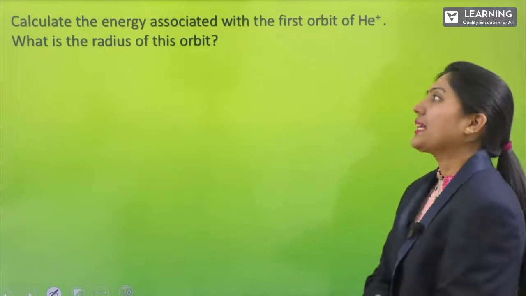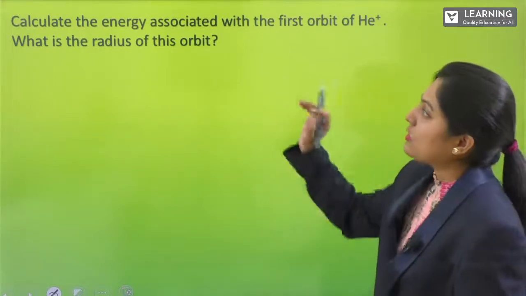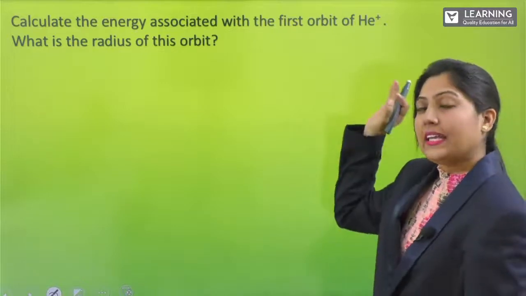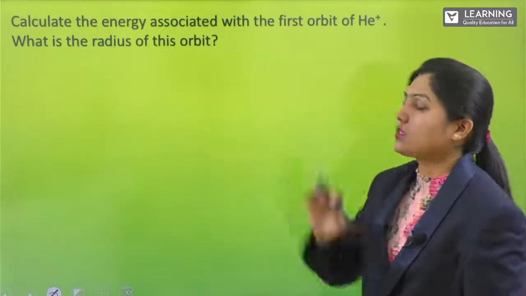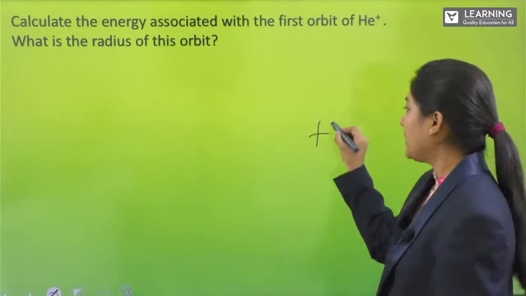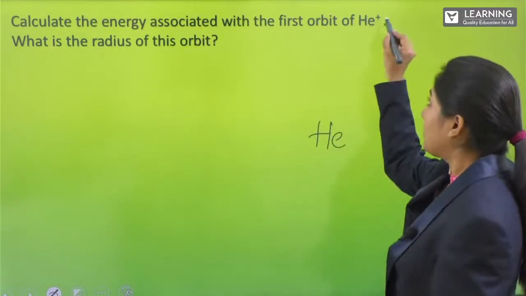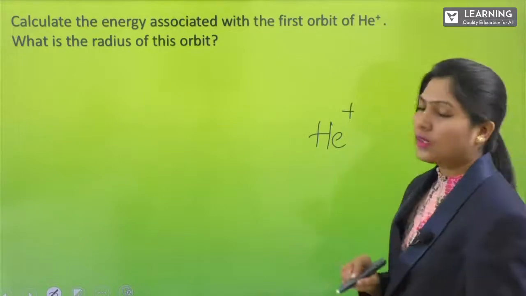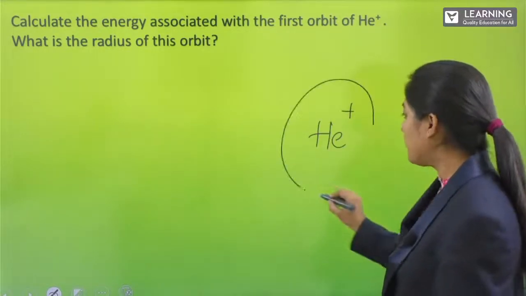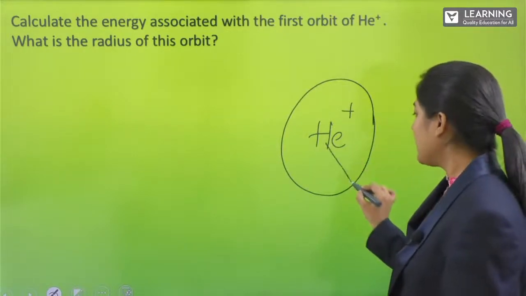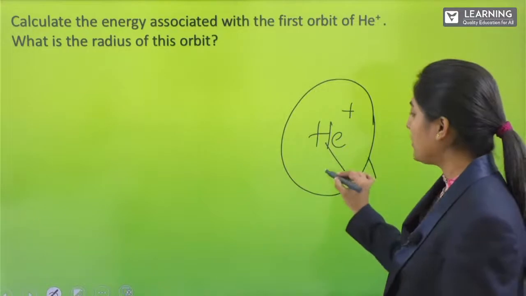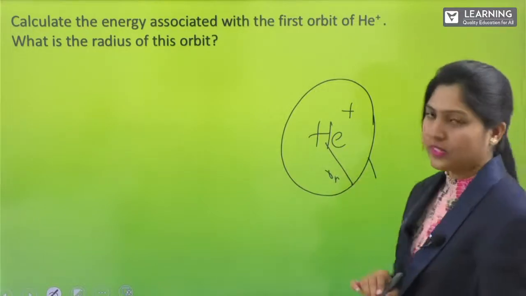Next question. Calculate the energy which is associated with the first orbit of helium. What is the radius of this orbit? So if you have helium, they have given +1. Got it? It is a hydrogen-like ion, and for this, the first orbit, the energy of this first orbit and the radius of this orbit, Rn, we need to find out.